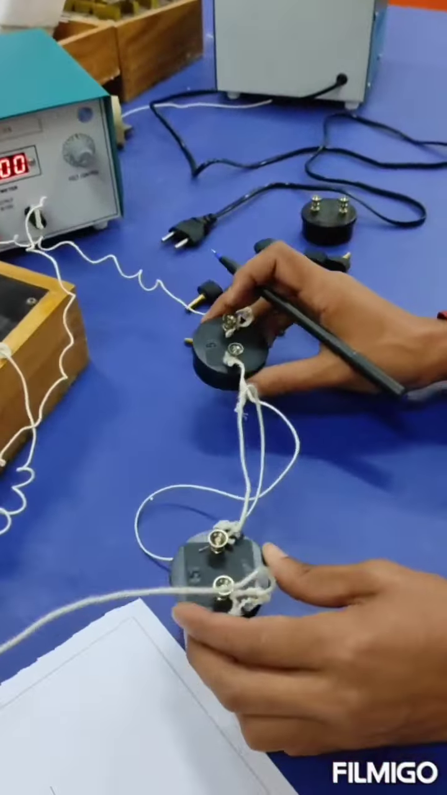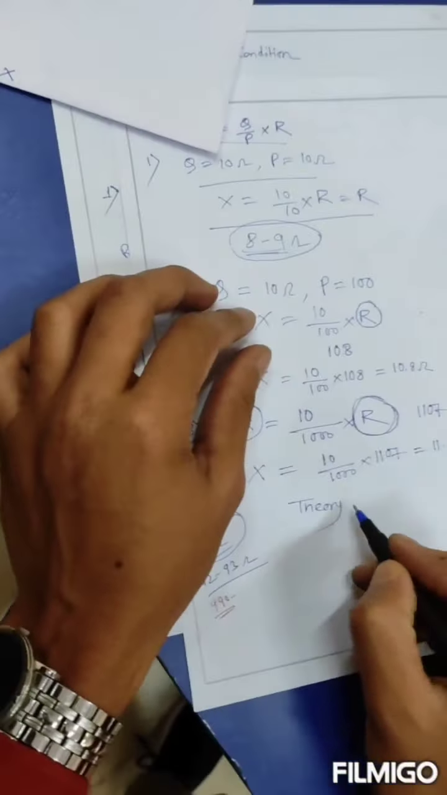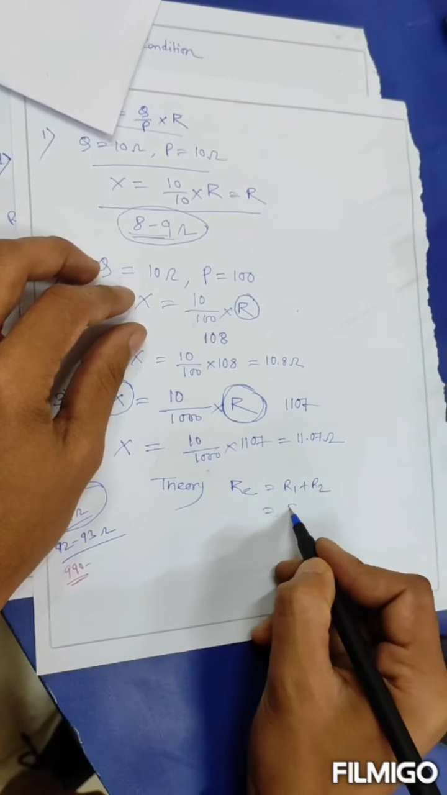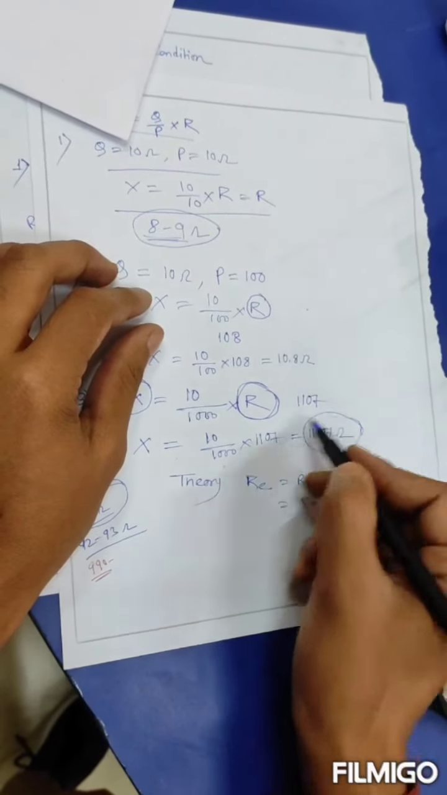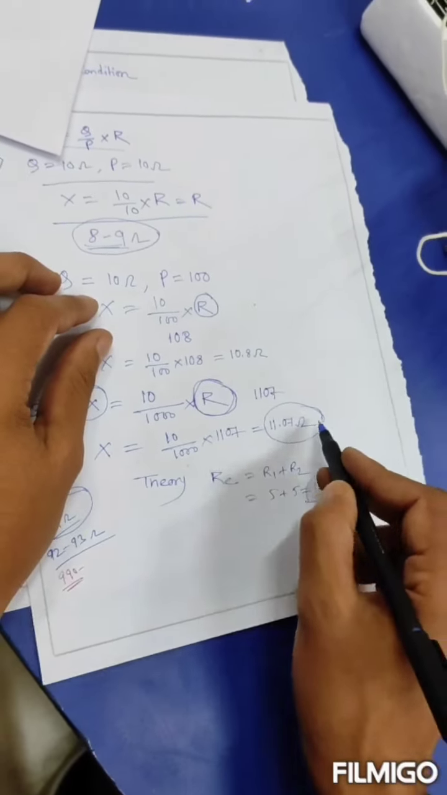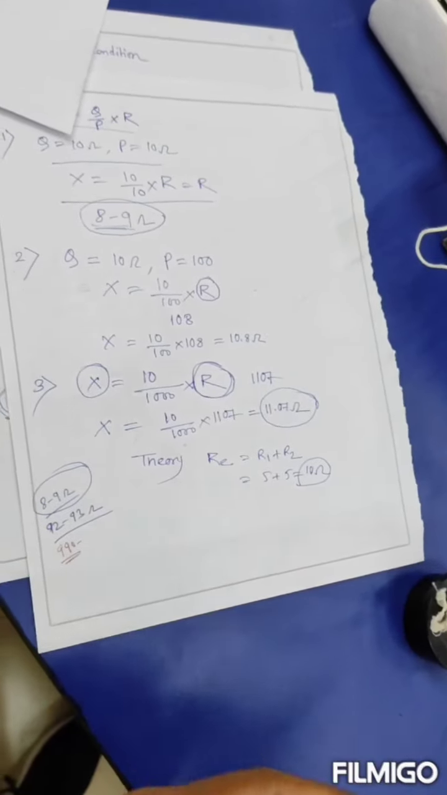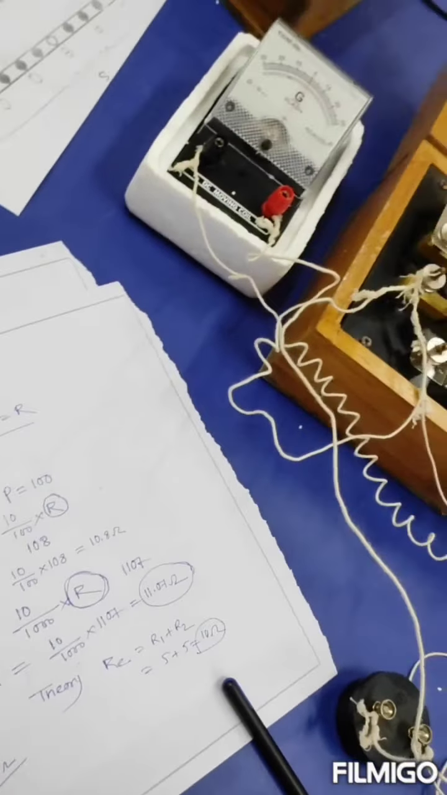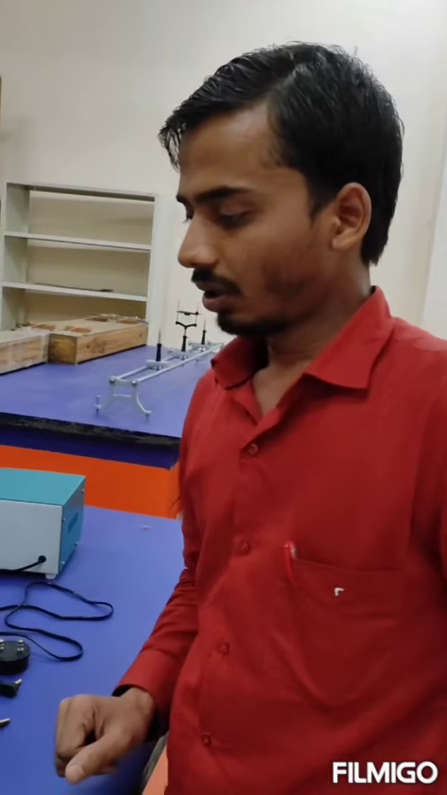Okay, so this is the experimental value of these two resistances when they are connected in series. Now look, they are connected in series. So what does the theory say? Theory says R equivalent is equal to R1 plus R2. That means 5 plus 5, that is 10 ohm, and the experimental value is 11.07. That means your experimental value is very close to your theoretical value. So this is the experiment of unknown resistance determination, and the value when the two resistors are connected in series.